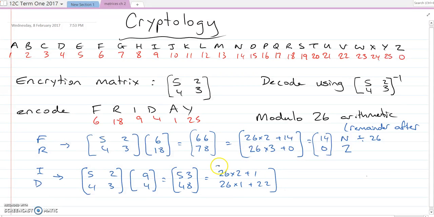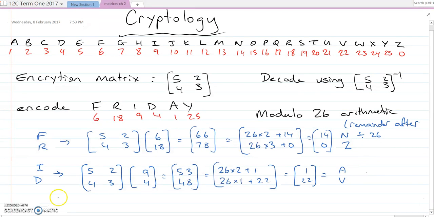So mod 26, we've got 1 and 22. So this is A, and 22 is V. So we've got NZAV so far.